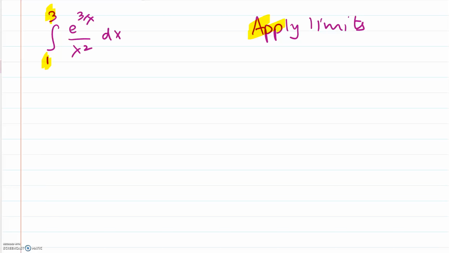Integral 1 to 3 e to the 3 by x over x squared dx. Okay. Note that we have limits. We're going to apply limits. So we want to remember this. Alright, so this again is a u substitution. Choice of u is the inner function. So we have an e function and the inner function is 3 by x. So u is going to be 3 over x. That is the inner function. e is the outer function.